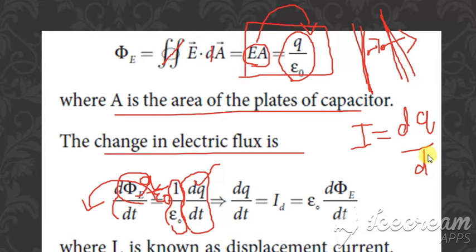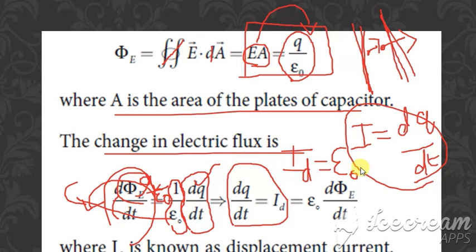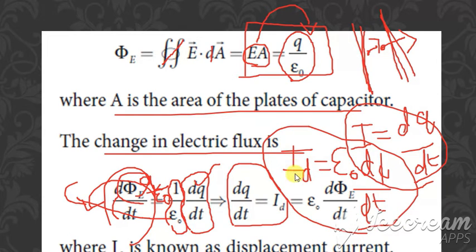I is equal to dq divided by dt, is it not? And so instead of this dq divided by dt, we are going to substitute I of d. When you need the value of I of d alone, you bring it to the other side, so it becomes epsilon naught into d phi divided by dt. Clear with this? So from this we have got the value of I of d, where I of d is said to be the displacement current.